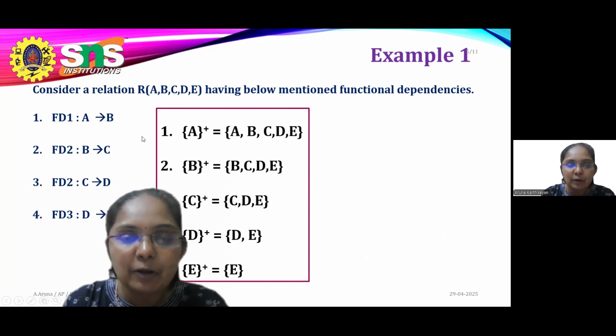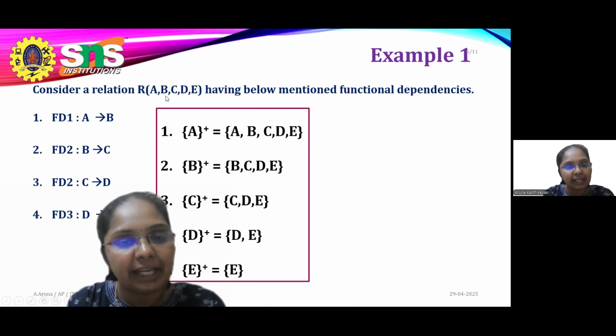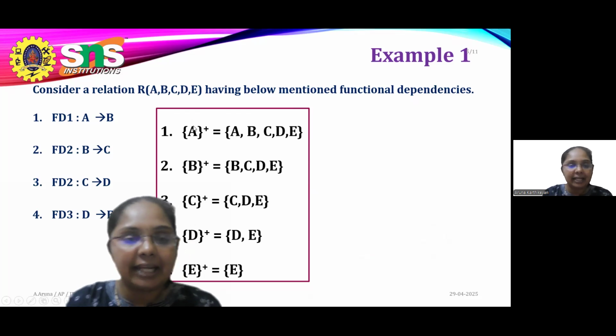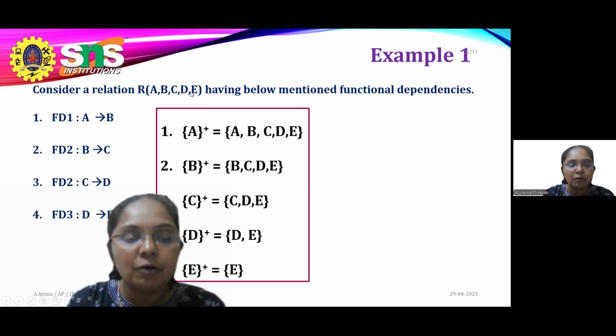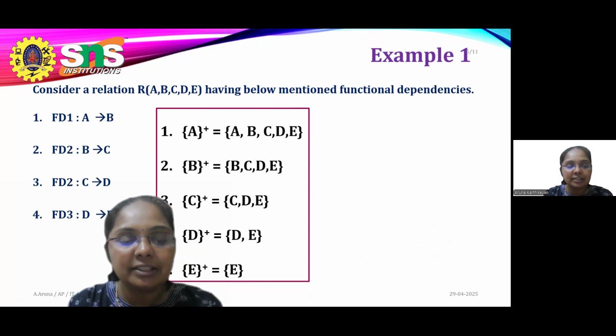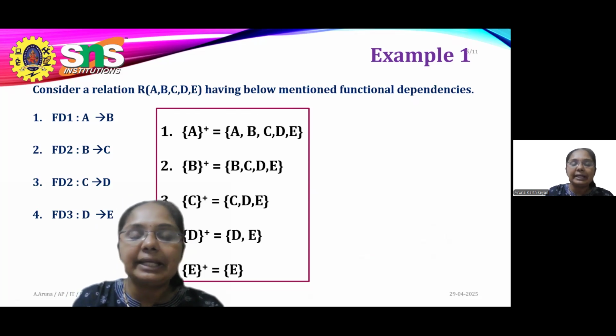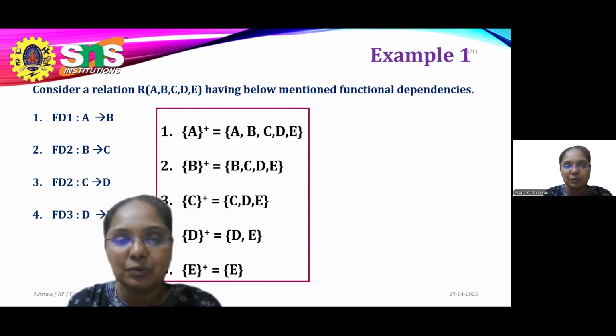So how many possible super keys are available? How can we calculate? Leave A, because any combination containing A I can say is a super key. The remaining attributes are 1, 2, 3, 4. So 4 attributes are there, so 2 to the power of 4. What is 2 to the power of 4? 16. Into 2, so a total of 32 super keys are possible by using this particular relation.